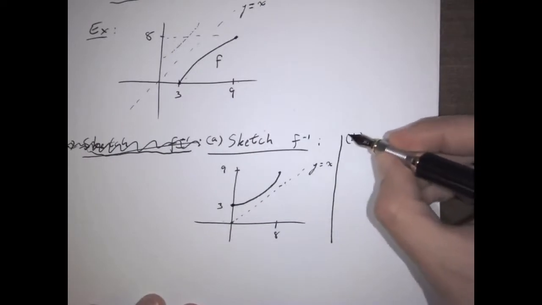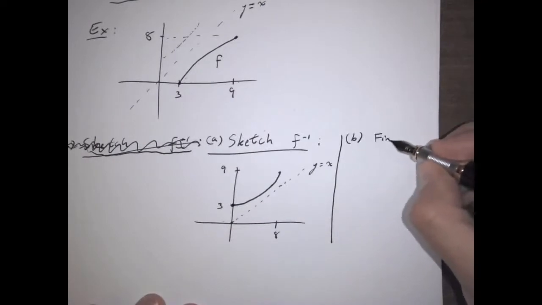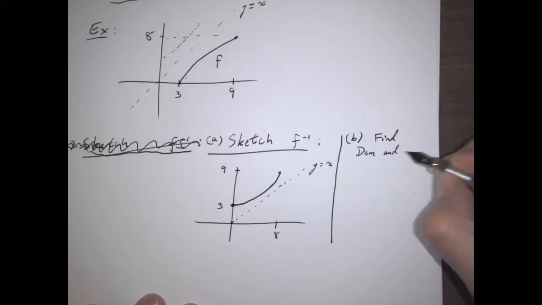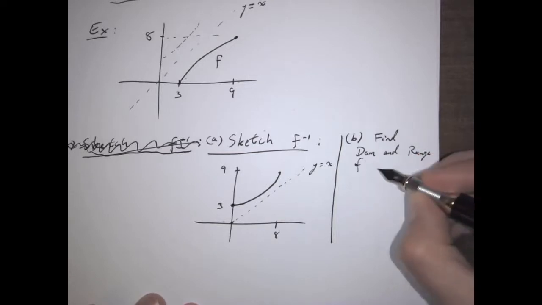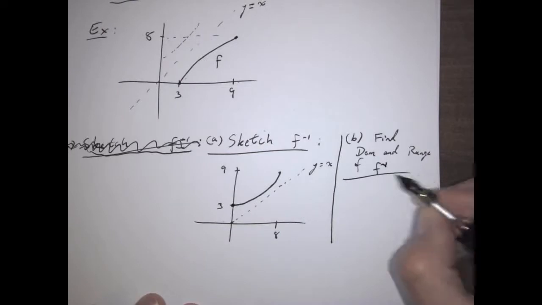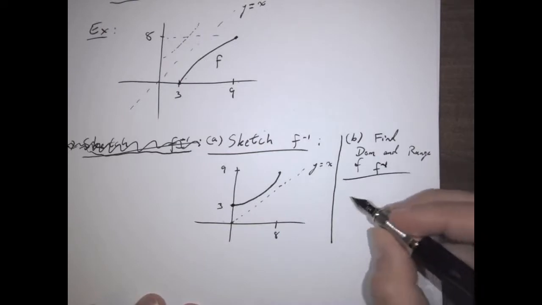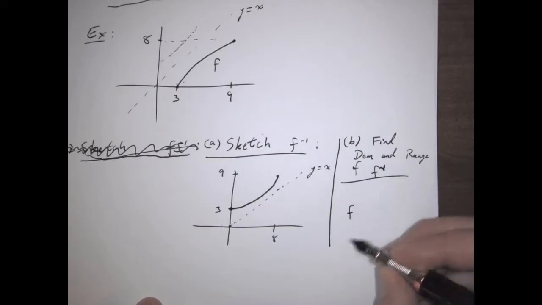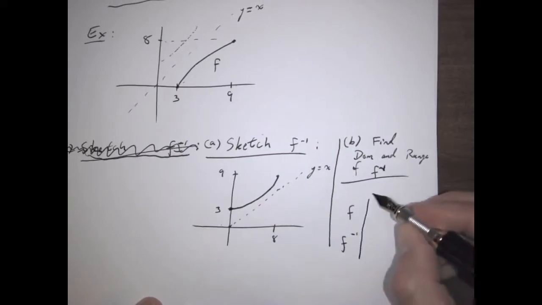And then B, find the domain and range of f inverse. So the domain of the original function f and the range of the original function f are both visible to us.